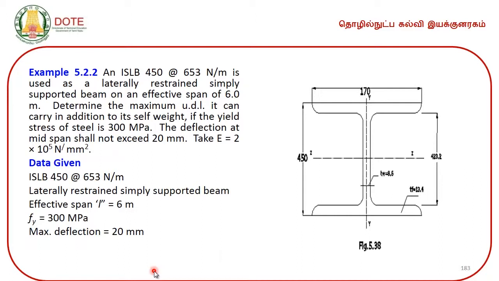And second example, this is an ISLB 450 at 653 Newton per meter, which is used as a laterally restrained simply supported beam for an effective span of 6 meter. And here, apart from the design bending strength of the section, we are asked to find out the maximum UDL it can carry in addition to its self weight, and the mechanical property of the section is given, yield stress is 300 megapascals, and the deflection at the midspan, the condition given here is it should not exceed 20 mm, and the mechanical property Young's modulus is given as 2 into 10 power 5 Newton per millimeter square, and these are the data given.